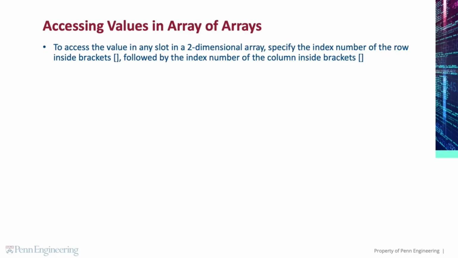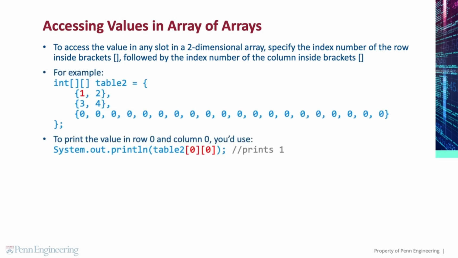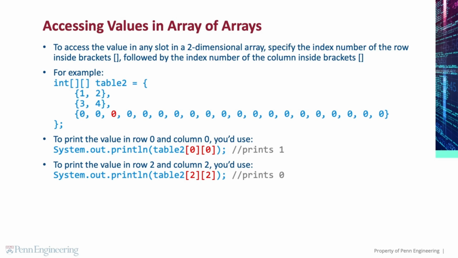To access the value in any slot in a 2-dimensional array, specify the index number of the row inside brackets, followed by the index number of the column inside brackets. For example, to print the value in row 0 and column 0, you'd use table2, followed by index 0 and index 0. This prints 1. To print the value in row 2 and column 2, you'd use table2, followed by index 2 and index 2. This prints 0.